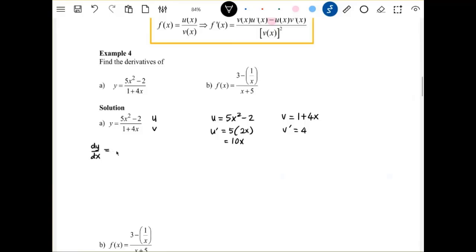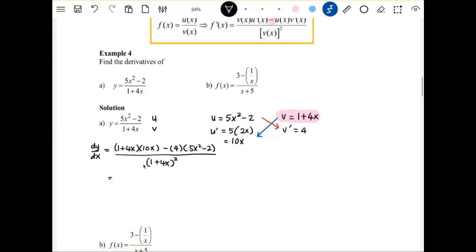So substitute into the correct formula, we have vu prime, which is 1 plus 4x multiply with 10x, minus the uv prime. We have 4 multiply with 5x square minus 2, and then the whole thing divided by v square. So we have 1 plus 4x the whole thing square. So bahagian bawah tak perlu expand, we just leave it like that.